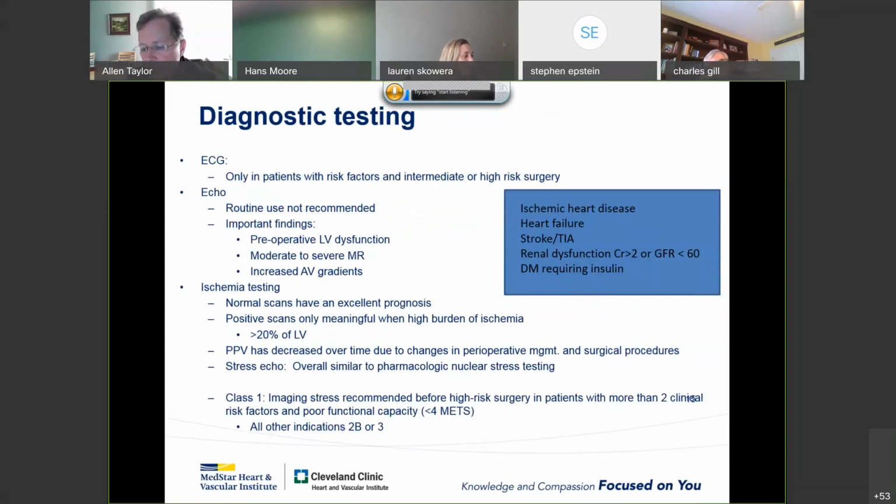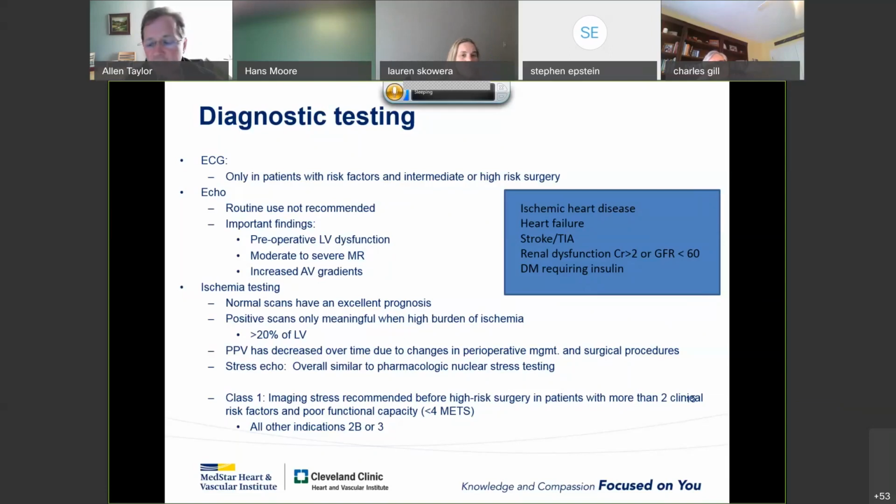And I'm not going to dwell on diagnostic testing because I, in fact, think that it is a vestige of the past, but for the sake of completeness, I'll give you one slide on where I think diagnostic testing is right now in terms of guidelines. ECGs are, after you do these risk indices, only done in patients with risk factors and intermediate to high risk surgery to serve as a baseline. Cardiac ultrasound is not routinely recommended, but important findings when suspected clinically are shown there that could include LV dysfunction, significant degrees of mitral regurgitation, or increased aortic valve gradients, or stenosis.